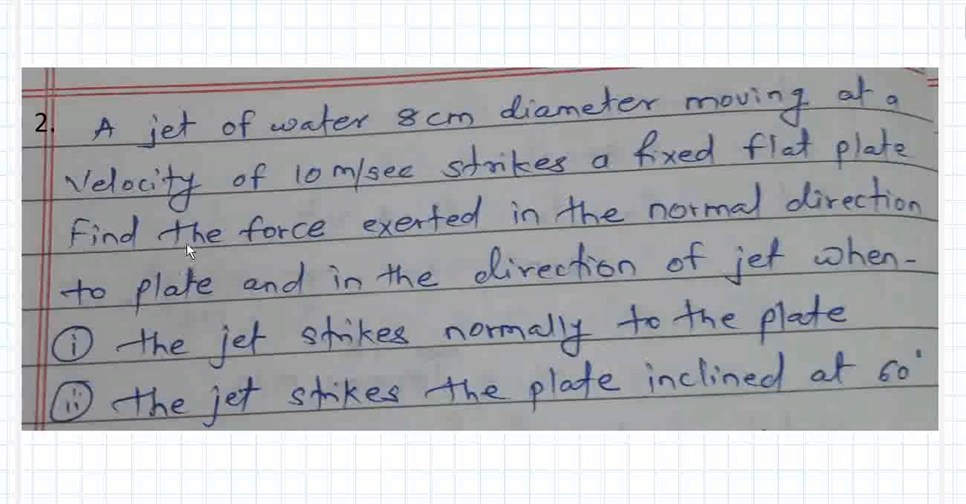That means the force exerted in a normal direction, that means Fn, in the direction of the jet, that means Fx. When first case, the jet strikes normally to the plate. Case 2, when the jet strikes the plate inclined at 60 degree.